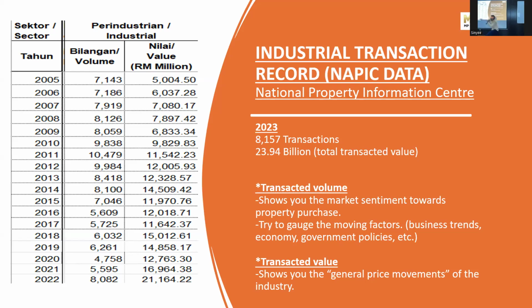Okay, so we see here. This one is the amount of transacted properties. This is the amount of value, for industrial properties only. So you see 2022, 8,000, 2023, 8,000 transactions, and then 21 billion. This one is not million, it's in billion. Okay, 21 billion transacted. Let me show you something, the price appreciation part.